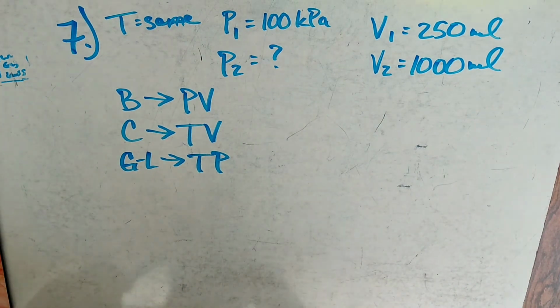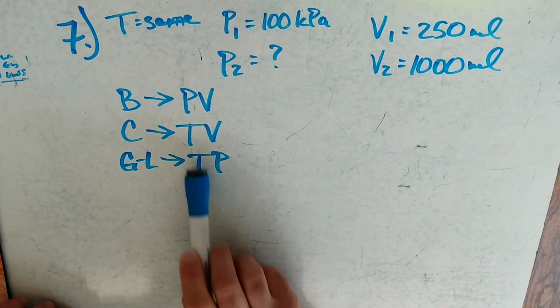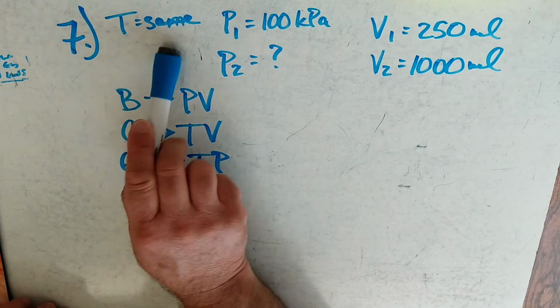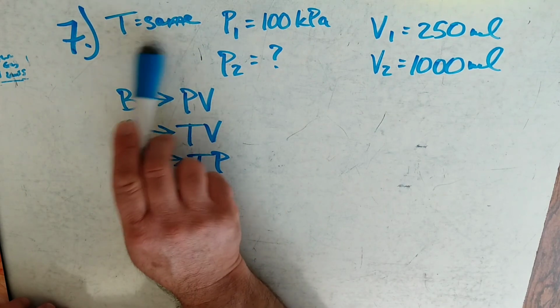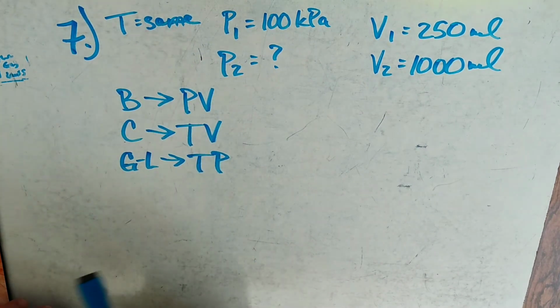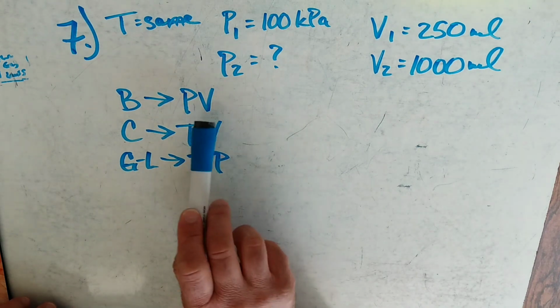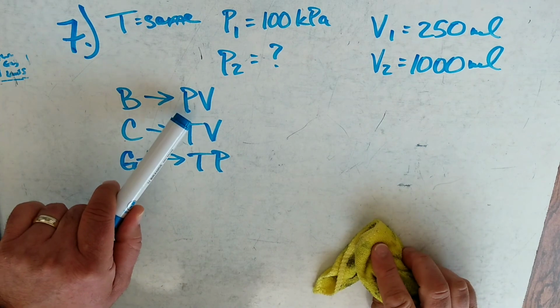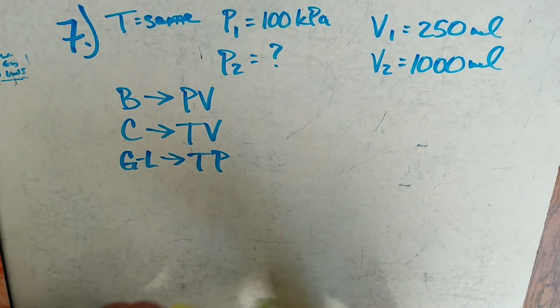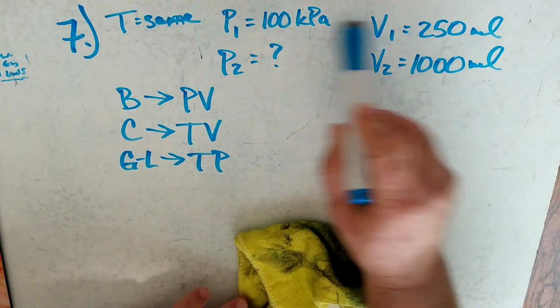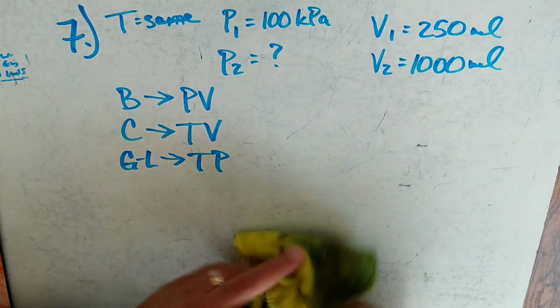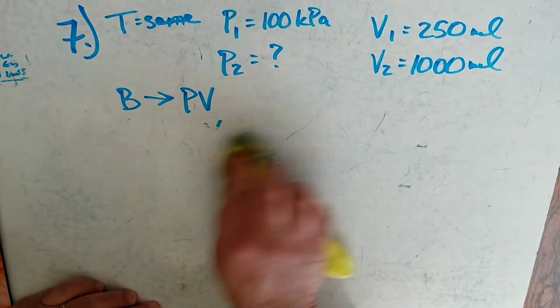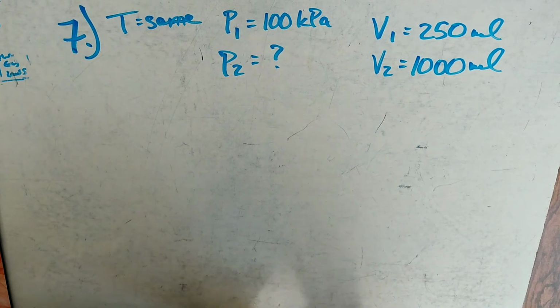As we look at these, we notice that temperature isn't even a part of this because it's the same no matter what. It's constant in this problem. So we are really looking at Boyle's law because it's dealing with pressure and volume. Just by looking at what we have here, we know that we are dealing with Boyle's law.